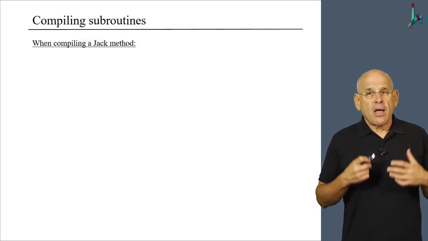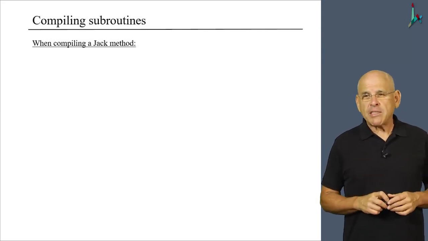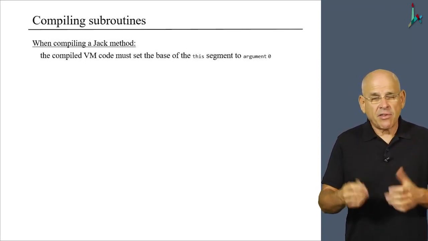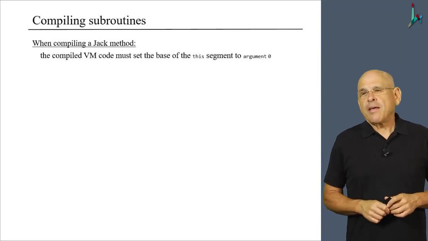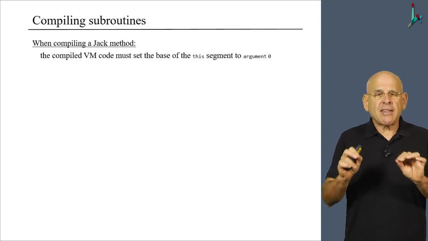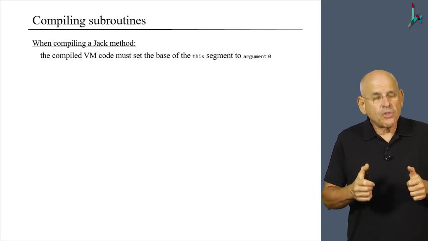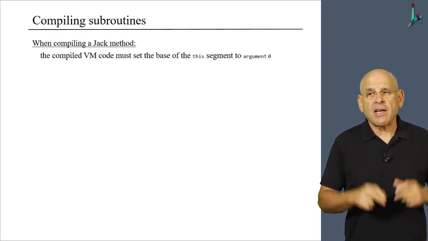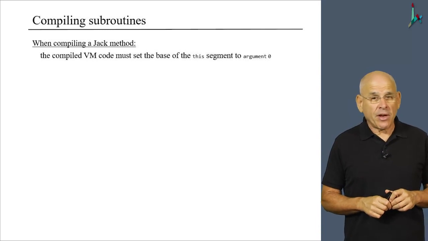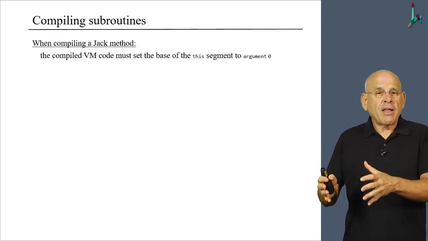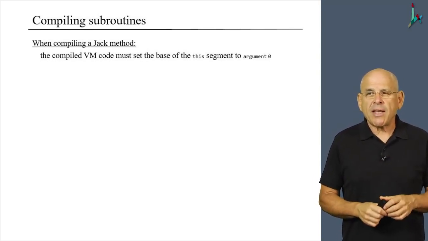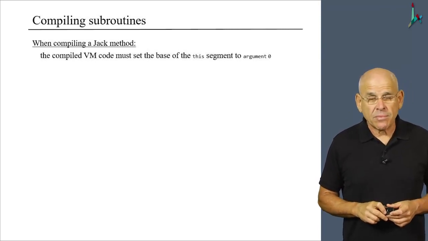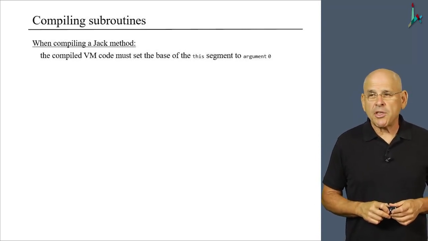Let's start with methods. When we compile a Jack method, the compiler must make sure that the compiled code will begin by setting the base of the this virtual segment to argument 0. Why? Because we have a very important convention in place, and the convention says that the caller of the method is going to push the address of the object on which the method is supposed to operate as the very first argument before calling this method for its effect. So when the method starts running, it has to work on the current object, and we achieve this abstraction by doing this. We set this to the contents of argument 0. And this will establish access to the object on which we have to operate.